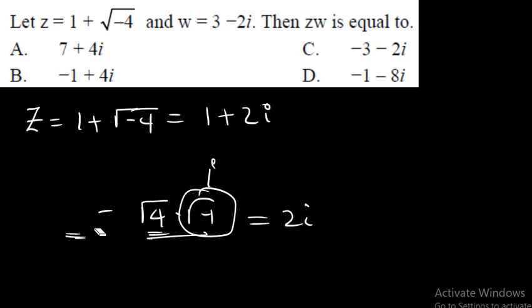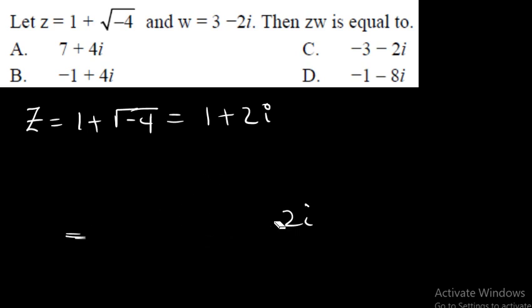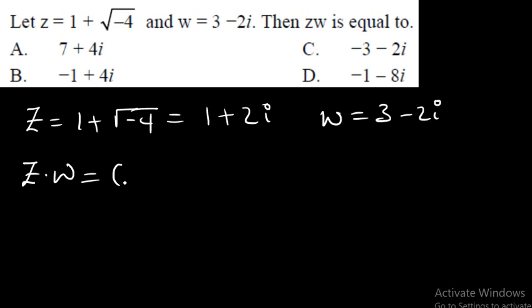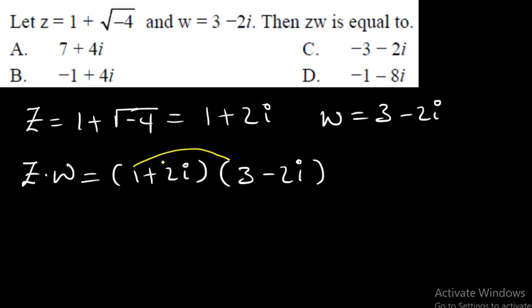But anyways, Z equals 1 plus 2i, given. And the other complex number W is equal to 3 minus 2i. We are given this. Then what is the product? Z times W means (1 plus 2i) times (3 minus 2i). I can expand now. How to expand? This one will multiply each of them.